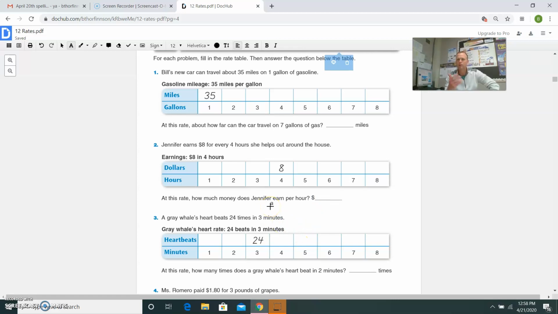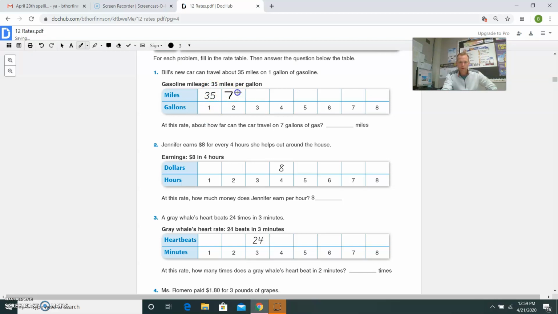We talked about rate, miles per hour, how much you pay per pound of something. If we're taking this first one, Bill's new car can travel about 35 miles on 1 gallon of gas. So for every gallon of gas, he's going 35 miles. At this rate, how far can the car travel with 7 gallons of gas? There are different ways to do this, but we need to fill out this chart for each one of these. So the first one, 1 is 35.